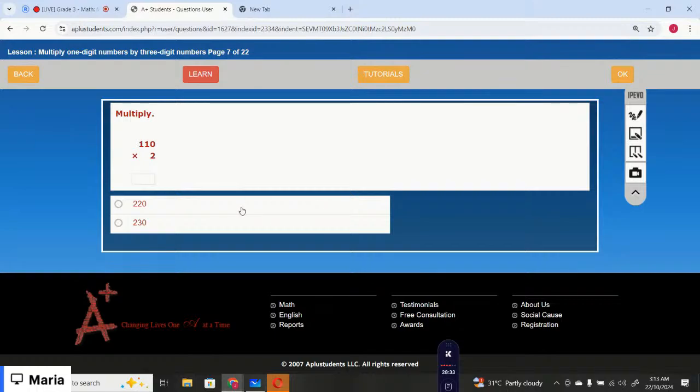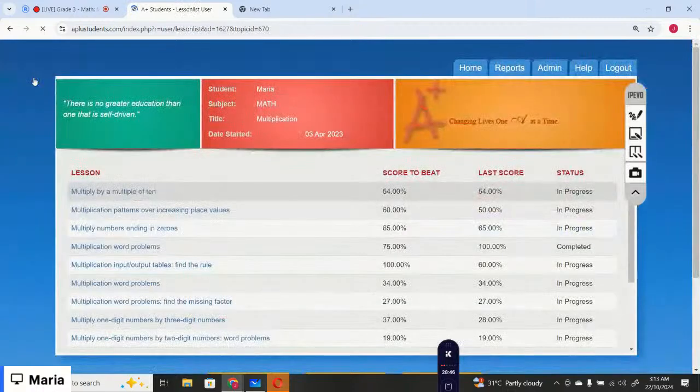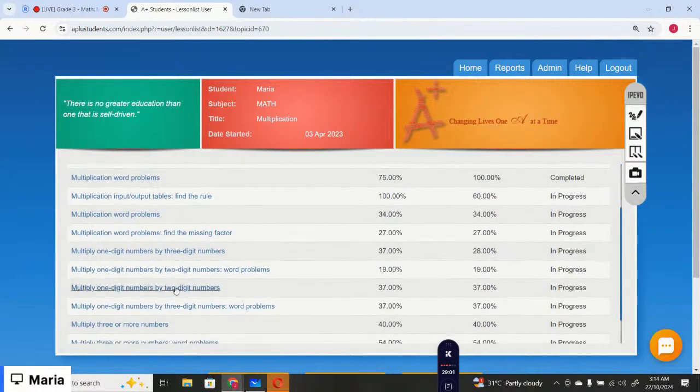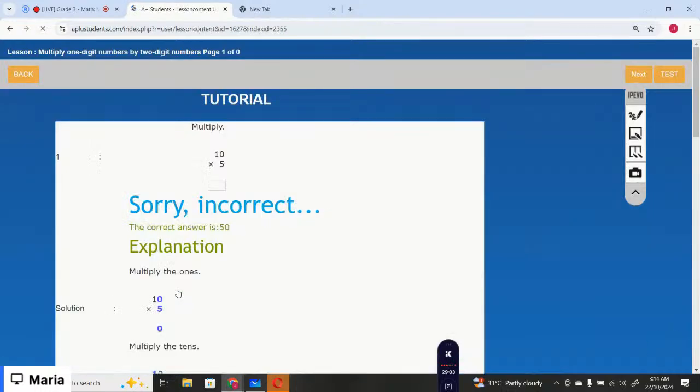Okay, you can complete the lesson by yourself later today. Let me just move on to the next lesson, that is multiply one digit number by two digit numbers. Let's just start with the test questions.